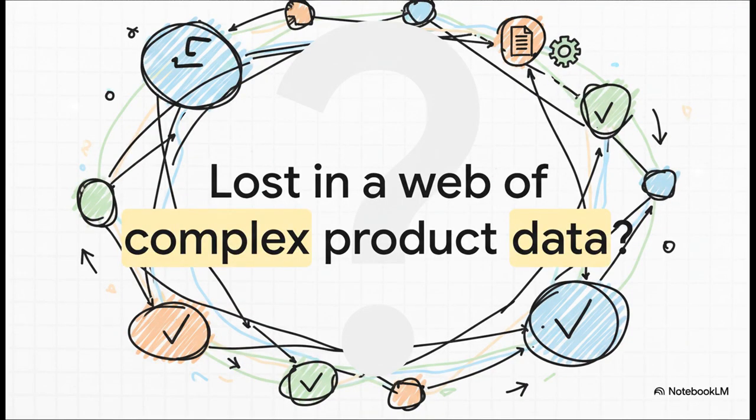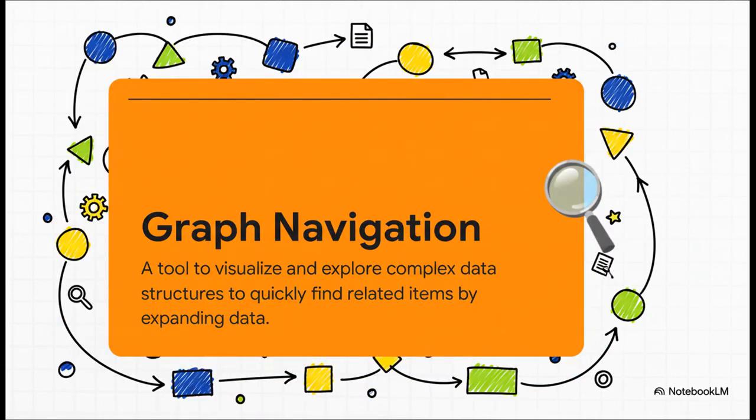Have you ever felt totally lost in that massive web of product data? You know, trying to trace all the connections between parts and documents and requirements and all the changes? It can be a total nightmare, right? It's so easy to miss a critical link. Well, that's exactly where graph navigation comes in. At its core, it's a tool that lets you visually explore those complex data structures. The whole point is to help you quickly find related items by expanding their connections. It basically makes all those invisible relationships between your data suddenly crystal clear.